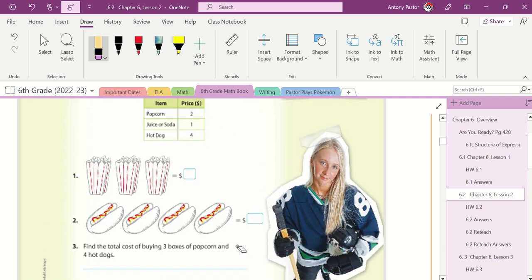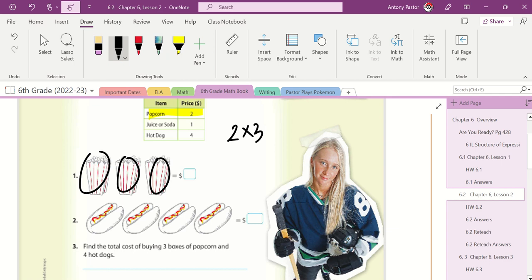So what we would do here normally is this. We would go ahead and highlight that popcorn costs $2. Since we're buying 3 of these, our brain would tell us 2 times 3. $2 for the price times 3 popcorn, so I'm going to have $6 worth of popcorn.